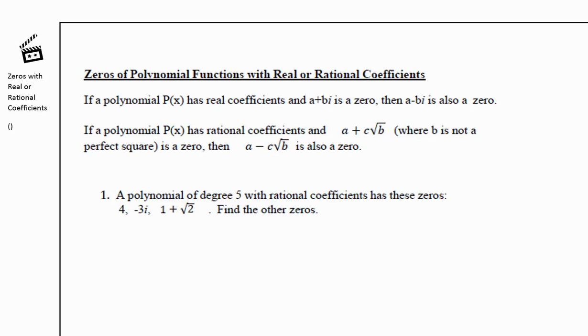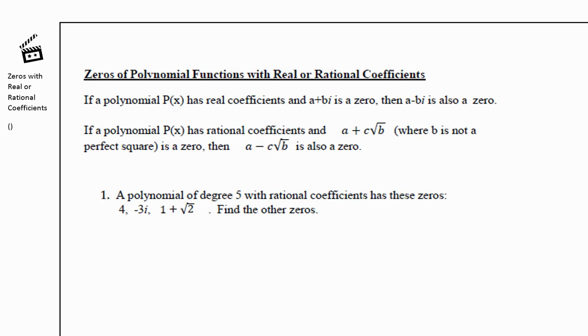You're probably starting to notice that we have a lot of theorems about polynomials, and here are two more. They help us, if we know some of the zeros, because sometimes there are other zeros that we have to have. So if we have polynomials with real or rational coefficients, if a polynomial has real coefficients, so if all the coefficients are real numbers, then if a plus bi is a zero, so if we have a complex zero, then its conjugate also has to be a zero. Okay, so if you have one complex number, its conjugate also has to be a zero.